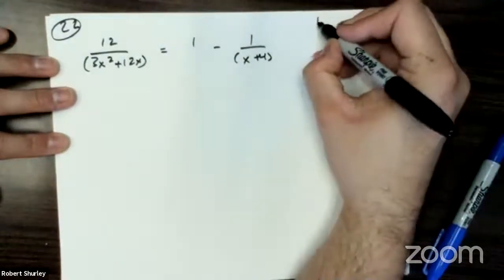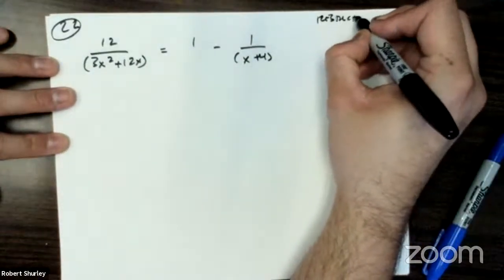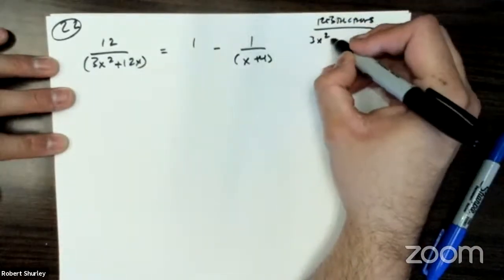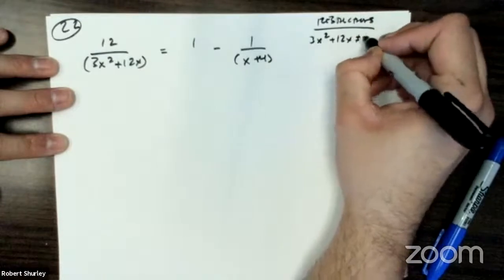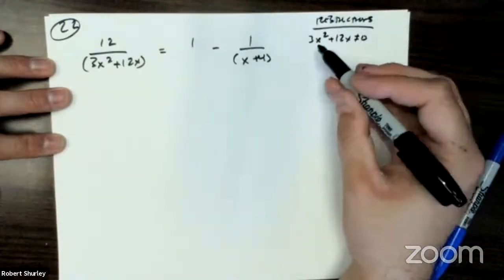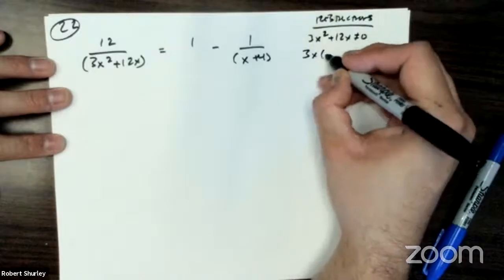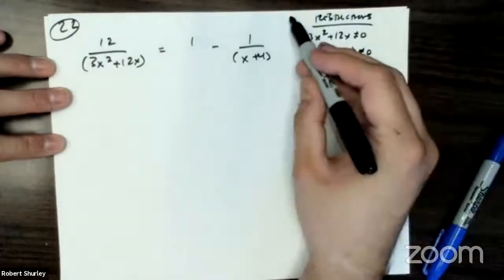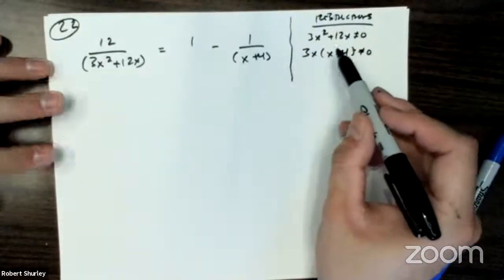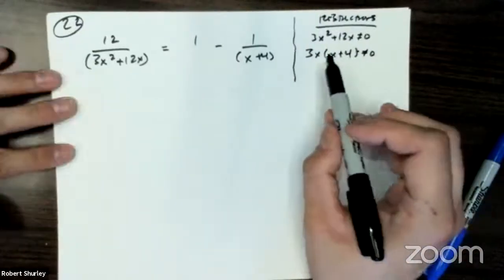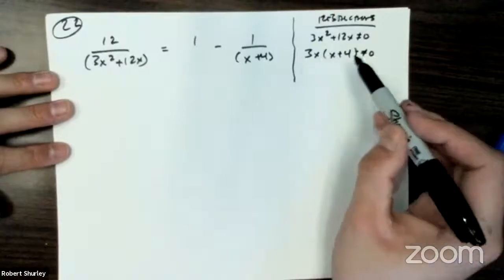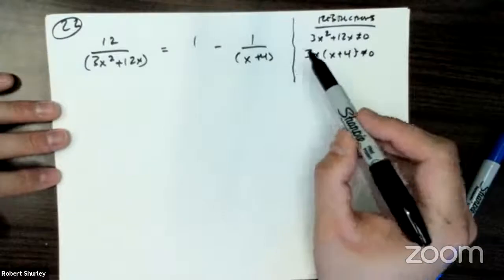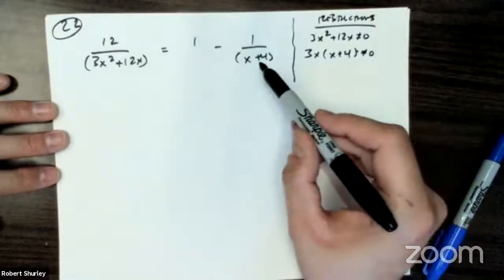Okay, I'm going to do the restrictions first because I forgot to earlier. Restrictions: 3x squared plus 12x can't be 0. Well, hey, I'm going to factor 3x out, and I'm left with x plus 4. This is 5.6 or 5.7, I forget now. It's the solving polynomials section from the last test. And notice x plus 4 is here and here, so we won't have to do this twice.